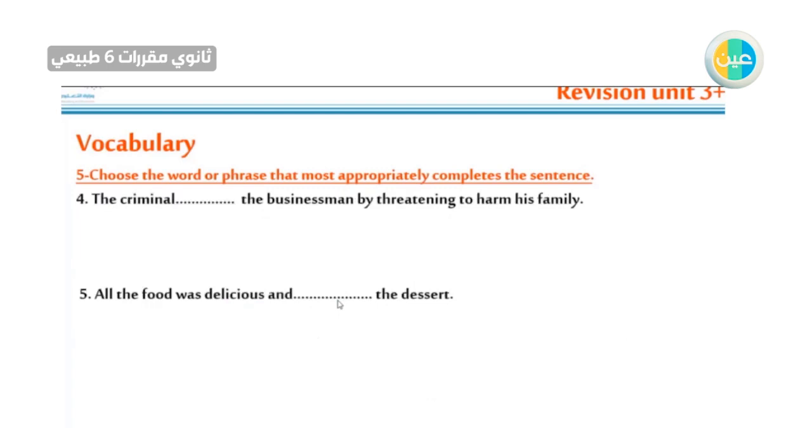The criminal the businessman by threatening to harm his family. So he is what here? When someone threatens you or threatens anybody, how do we describe this action? Kidnapped, blackmailed, shoplifted, or robbed? Yes, for sure, blackmailed. When someone threatened another, it means he has blackmailed him.